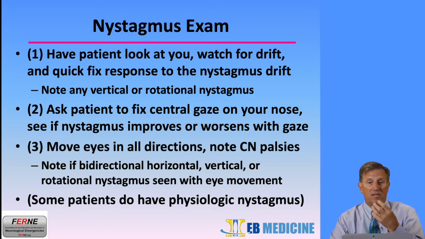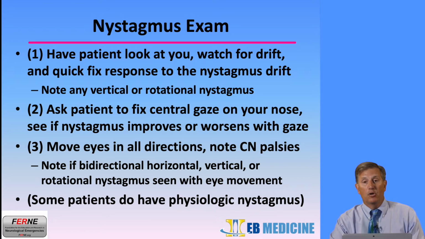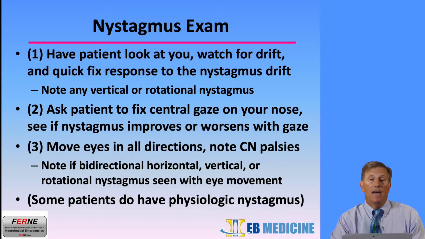Once you've established whether nystagmus improves with central gaze, which it should with a peripheral etiology in an acute vestibular syndrome, that's a good finding suggesting a peripheral labyrinthine cause. Once you've done that, the third step is to move their eyes in all directions just to make sure there isn't a cranial nerve palsy 3, 4, or 6. Please note that some patients do have physiological nystagmus, that is nystagmus observed without any feeling of dizziness, and this may be seen in patients with pigment disorder specifically.